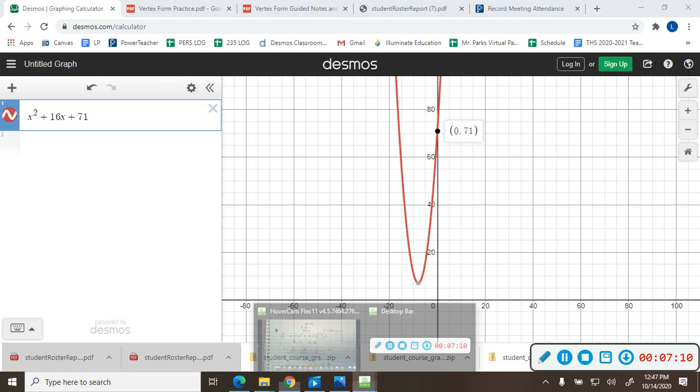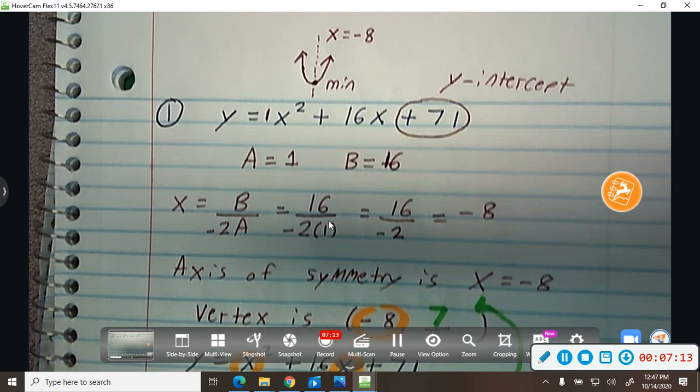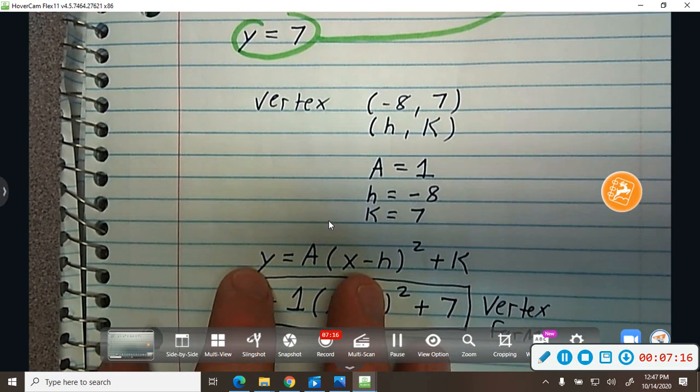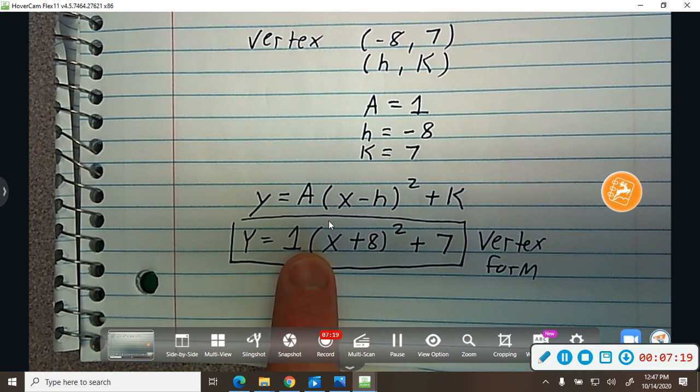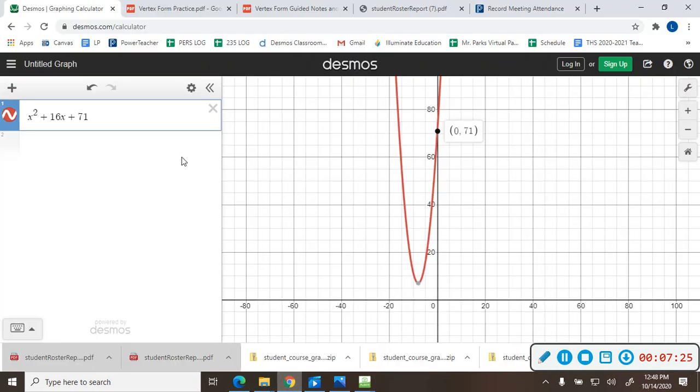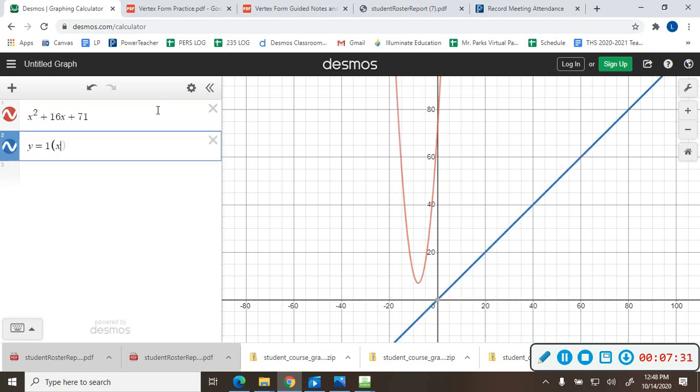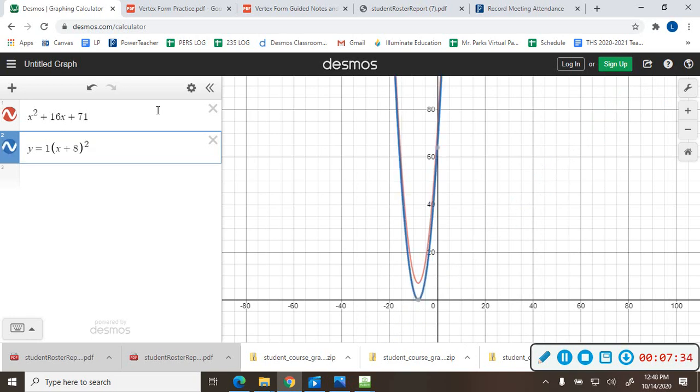So now let's see what our other one was. This is what I think the answer is. I don't really need the 1, but I'll type in 1. So I'm going to type this in. And you can see that they are the same thing. So I know without a doubt I'm correct. These are just in different forms. And notice the vertex is negative 8, 7. And that's exactly what I wrote down.